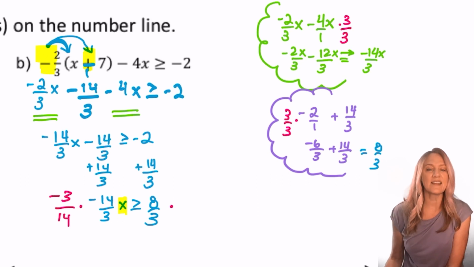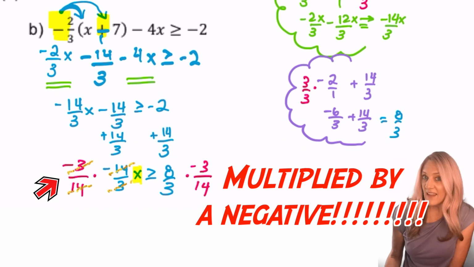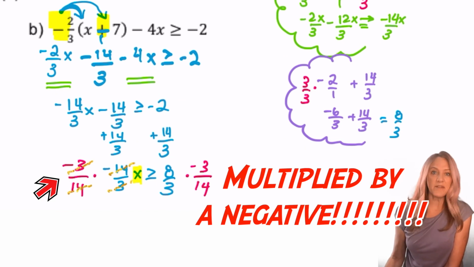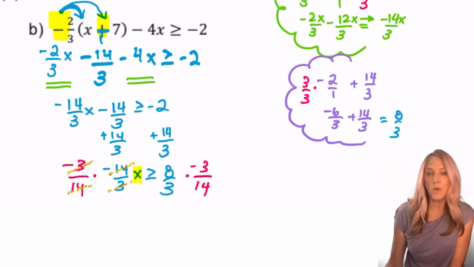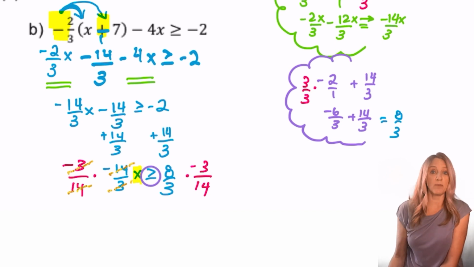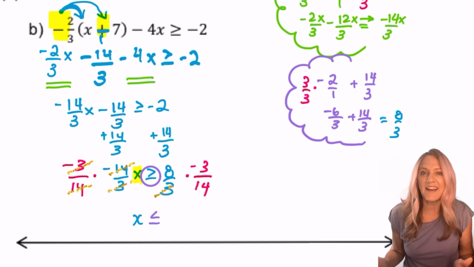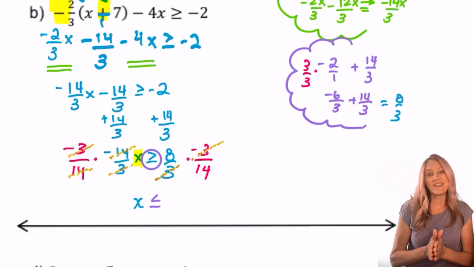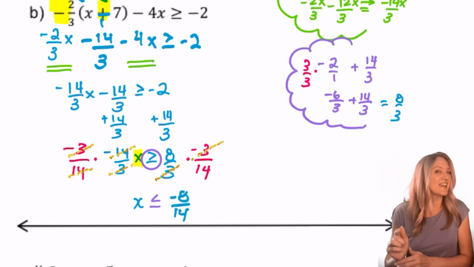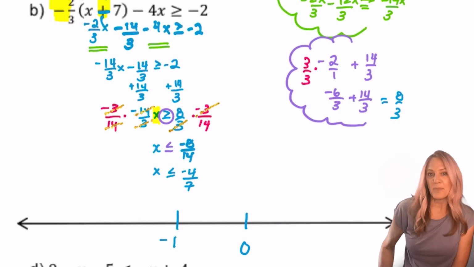Inverse property of multiplication. Now we just multiplied by a negative, so sometimes I like to stop everything right now, circle that inequality so that I remember to flip it even before I simplify the problem. Fortunately, we have 8/3 times negative 3/14, and the 3's divide out. So our final answer is x less than or equal to negative 4/7. Plot this on the number line.